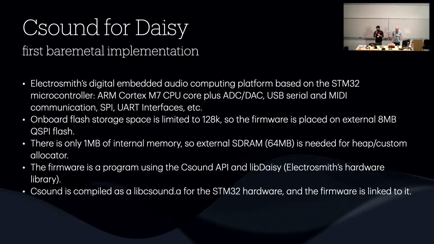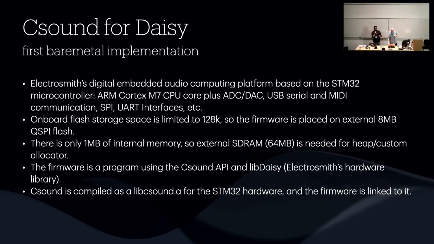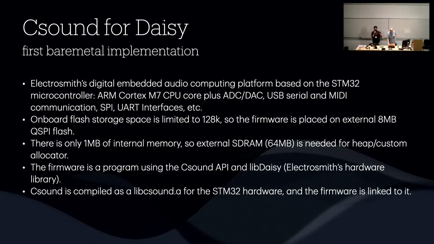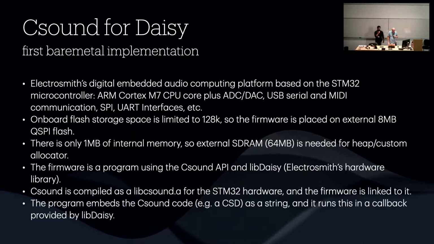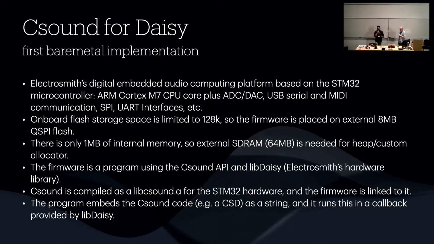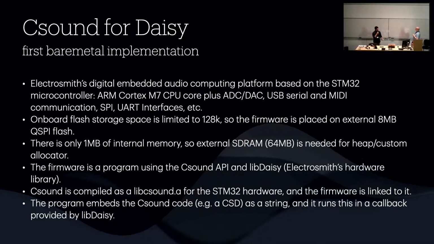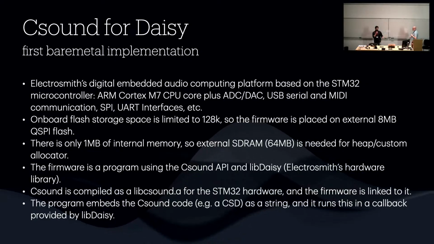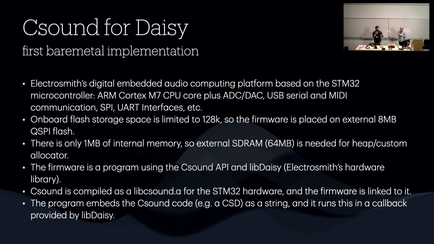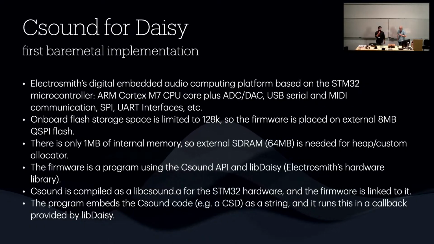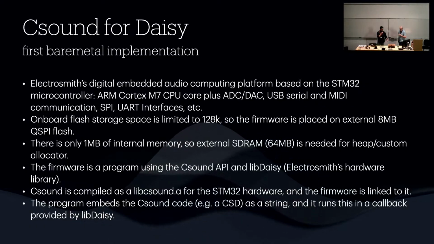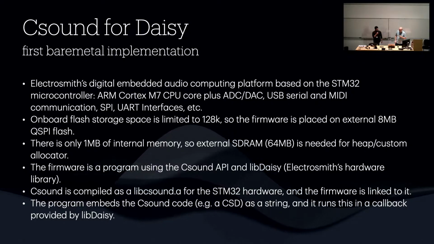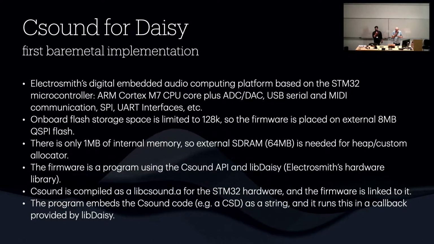And then, yeah, so we made the firmware for this with the CSound API with C++, using also the DAISY hardware library to integrate with the board. And so CSound is compiled into libcsound.a as a static library for the STM32 hardware. We just use the ARM toolchain because this has the ARM Cortex M7. So we use the ARM toolchain to cross-compile for that, and the static library is linked to by the program.